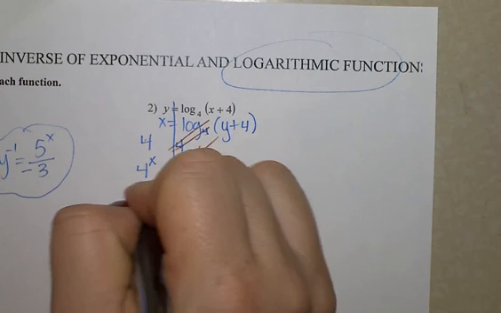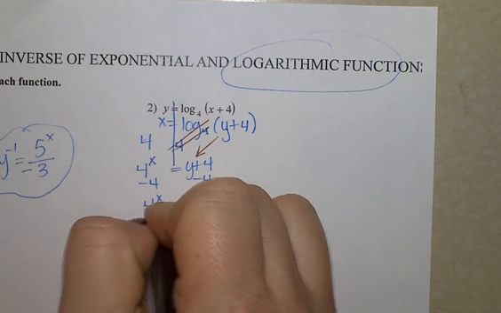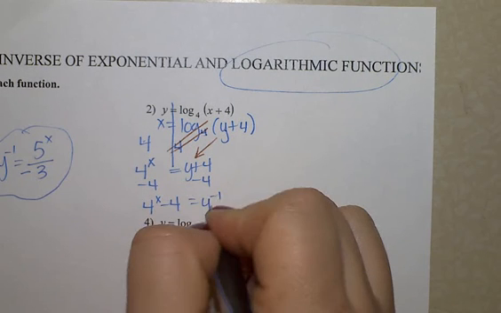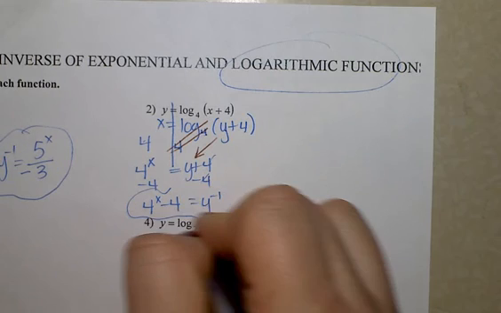Subtract 4 from both sides. Y is now isolated. And that's my final answer.